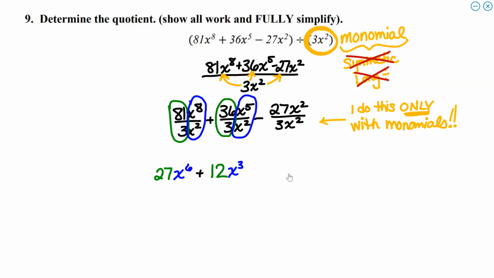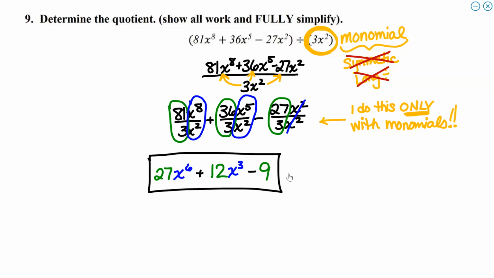And if that's what you said, I apologize. I just couldn't hear. Bring down my subtraction. One more time. 27 divided by 3? 9. X squared divided by x squared just cancels out. Both of the x's on top would cancel with both of the x's on the bottom. So I would have this right here.